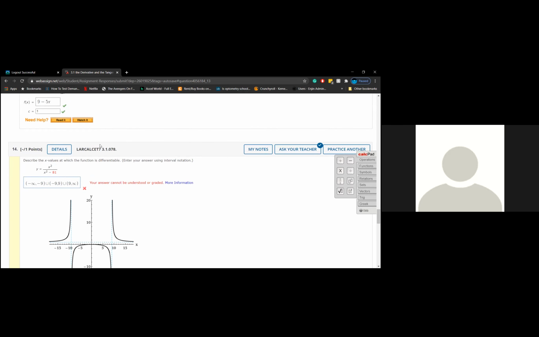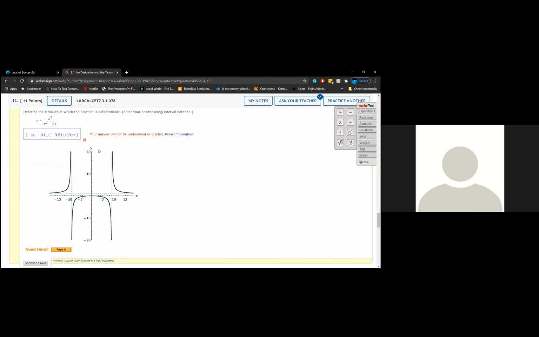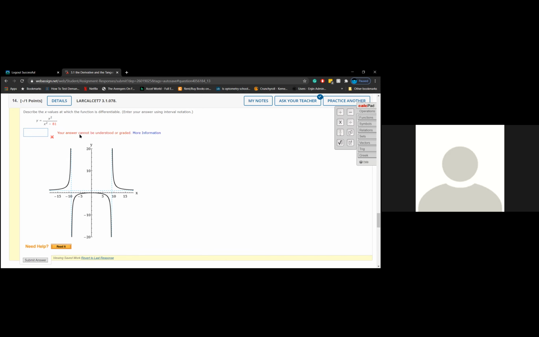Well, it says the answer cannot be understood or graded. I say clear the whole thing and type it again because it's not wrong. Why is it floating up there? It's like you have an exponent there or something. There's something in there that shouldn't be. Try retyping it real fast to see what happens. Now I gotta redo it.